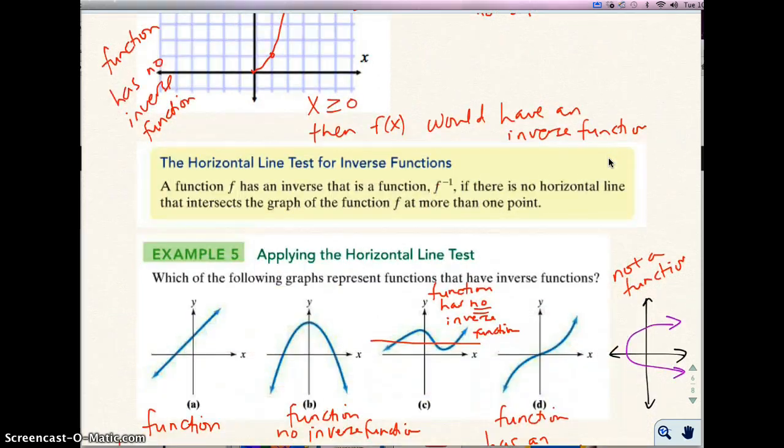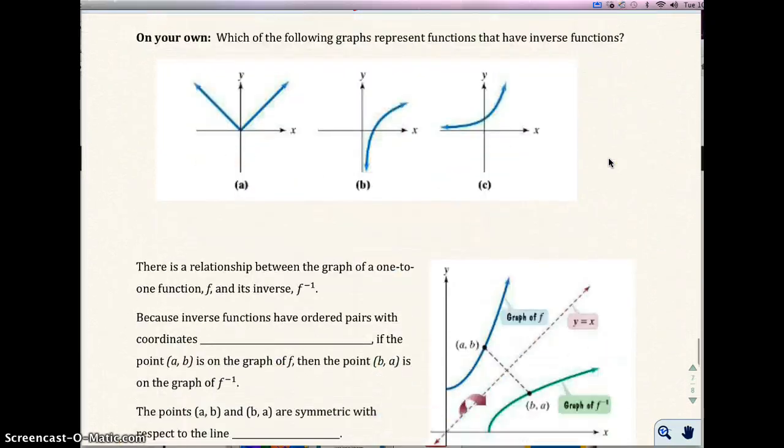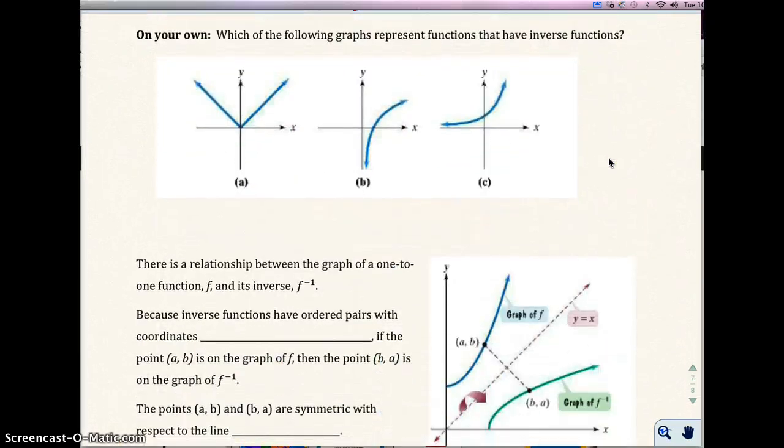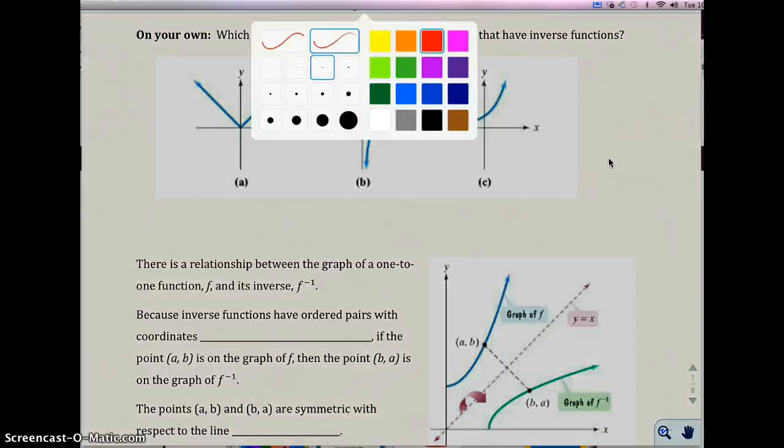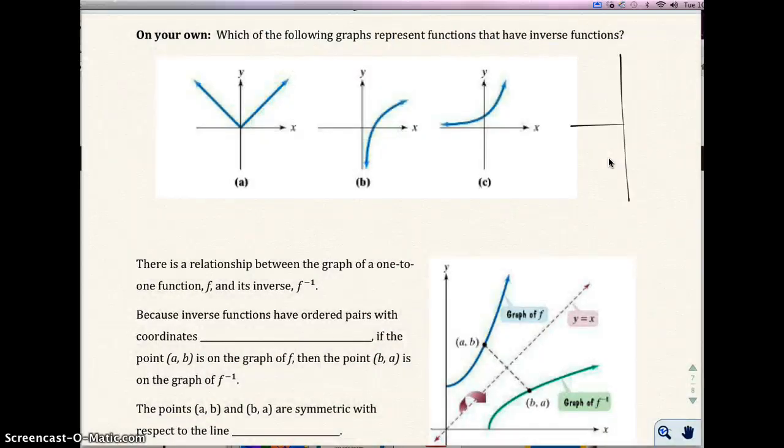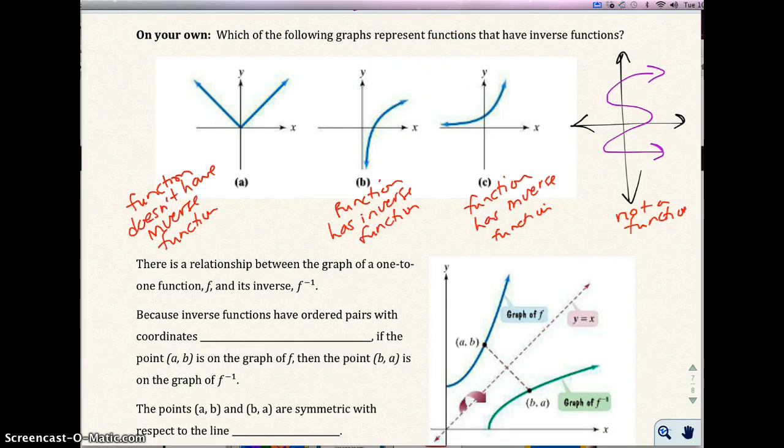Okay, so on your own, tell me which of these following graphs represent functions that have inverse functions. I'm going to add another one in there. Go ahead and pause the video and tell me which of the following graphs represent functions that have inverse functions.